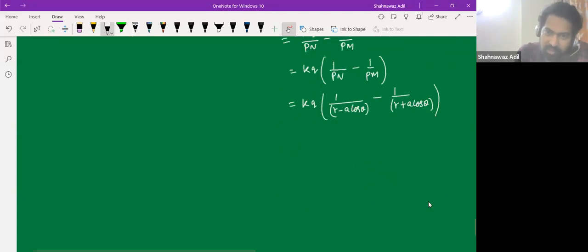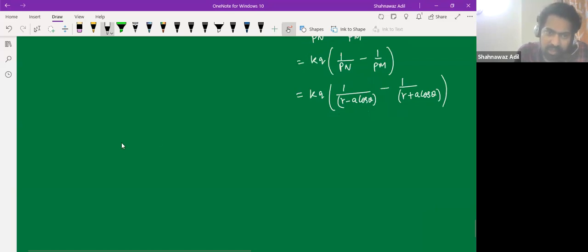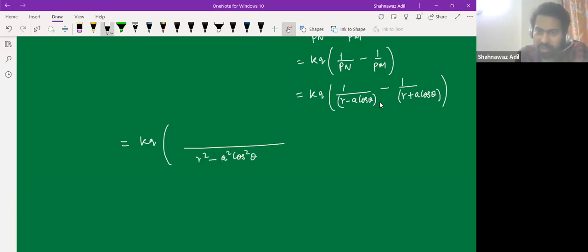So now we have to simplify this thing, right? Let me write it in here. So KQ, we have to take the LCM, which is A minus B times A plus B, so A square minus B square, right? And then this will go on this side, R plus A cos theta, minus of this will go on this side. So I will have to take a bracket.